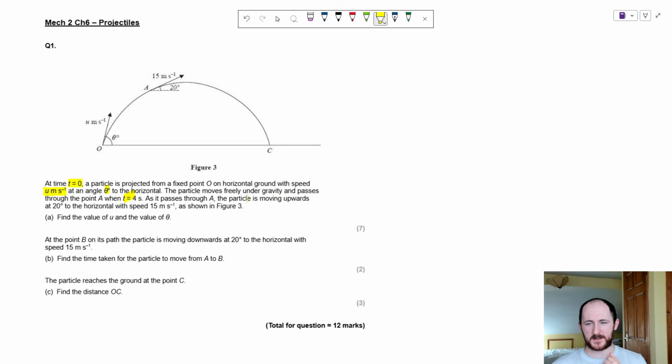As it passes through A, the particle is moving upwards at 20 degrees to the horizontal, with the speed of 15, as shown in the figure 3. Find the value of u and the value of theta for 7 marks, quite hefty.